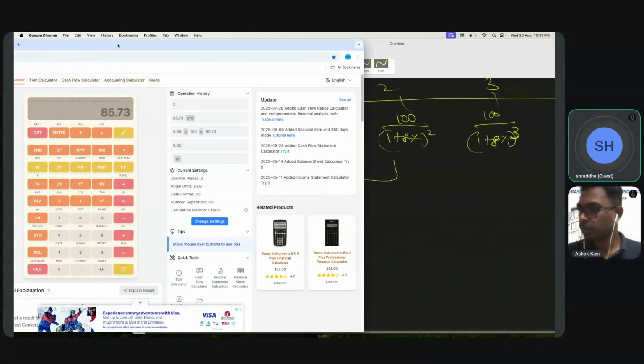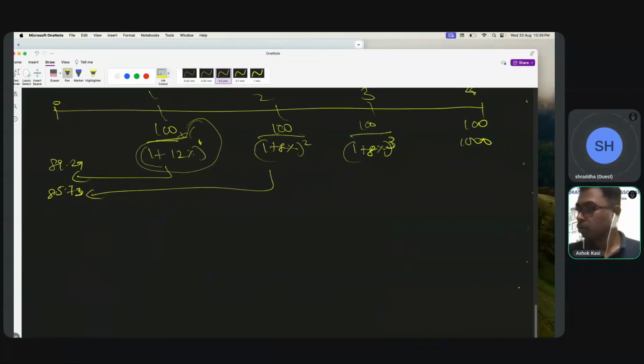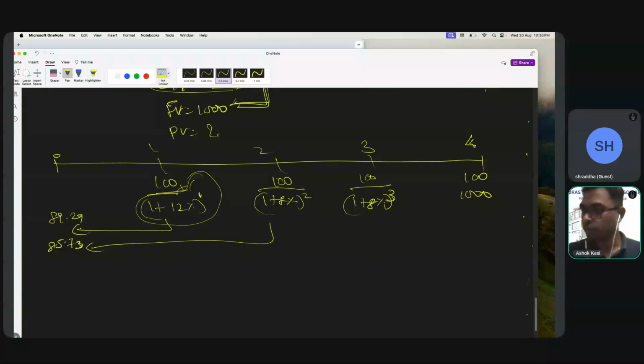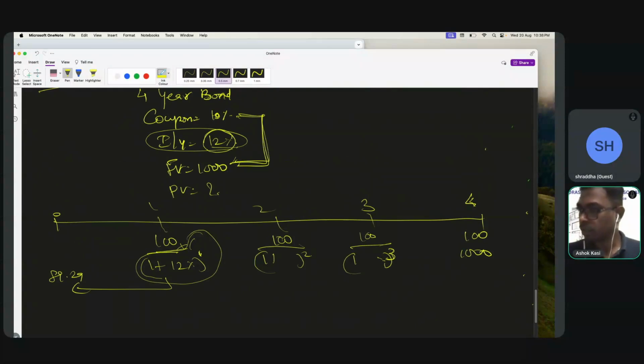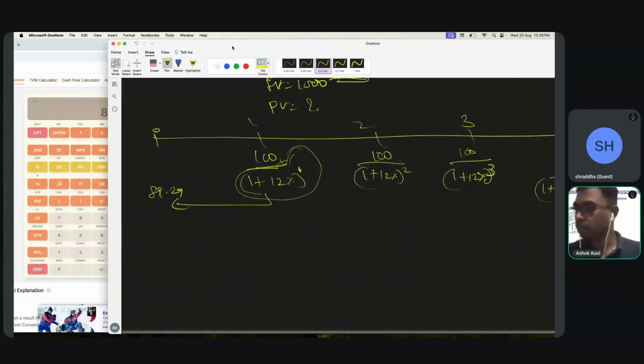The rate changed from 8% to 12%, right? Oh, sorry. Yeah. Good, you told me. Yeah, it is 12%. So this is wrong. Yeah, it should be 12%. So 12%, 1 plus 12% raised to 4. Yeah. So I'll redo this one.